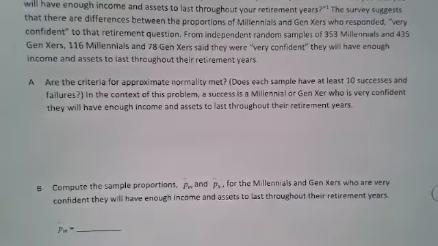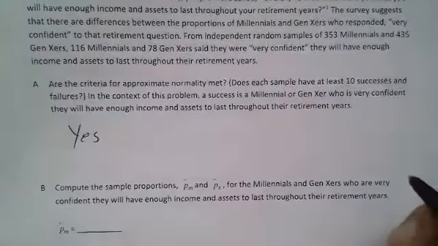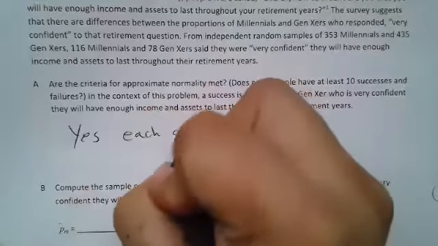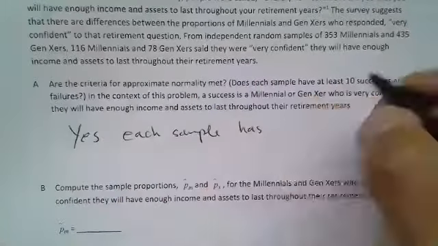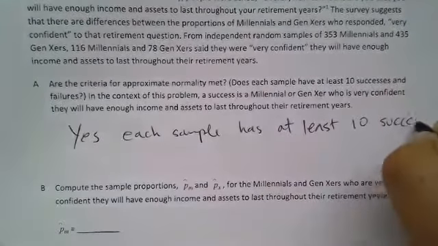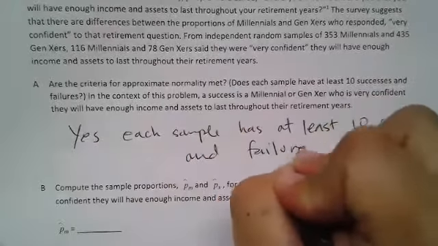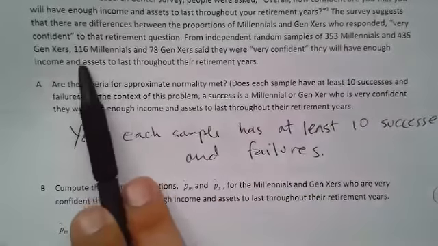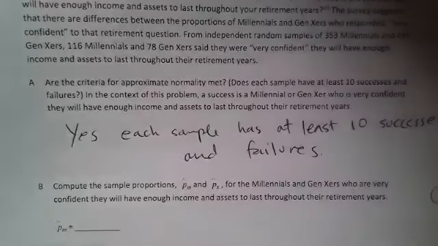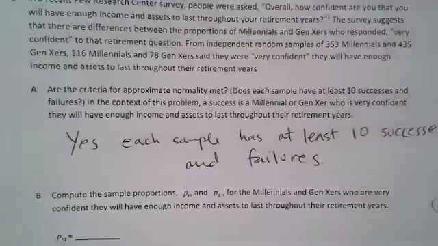So are the criteria for approximate normality met? Yes, right? Because it's over 10. They're both over 10. So each sample has at least 10 successes and failures, right? But is it asking us to do the equation thing? We don't have to do it because it just gives it to us right here. All right. So the criteria are met.